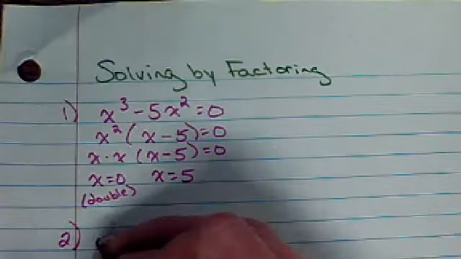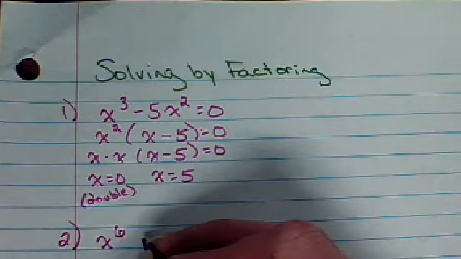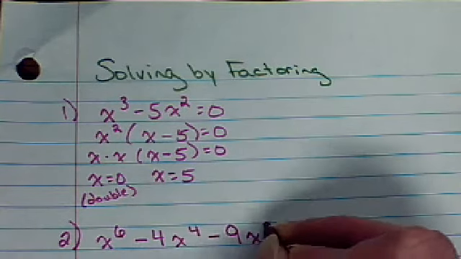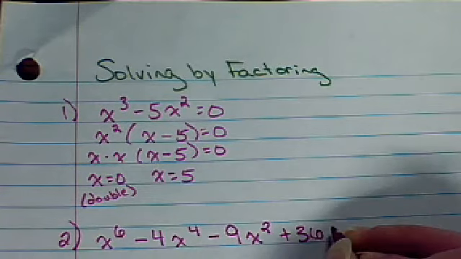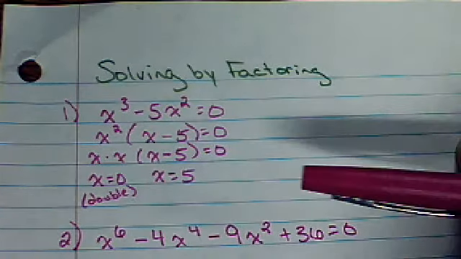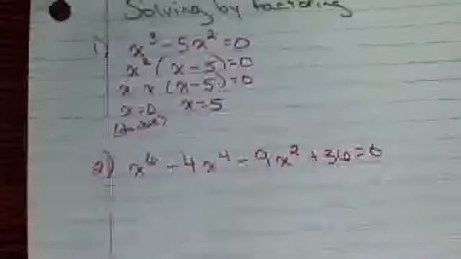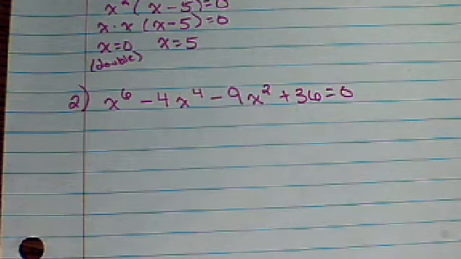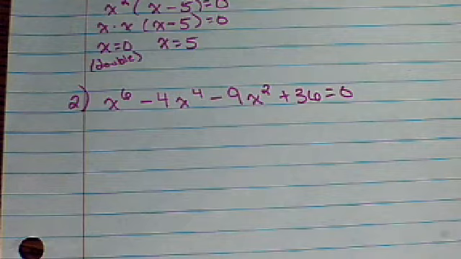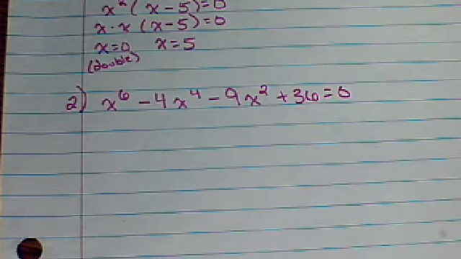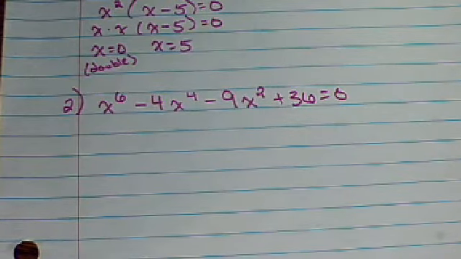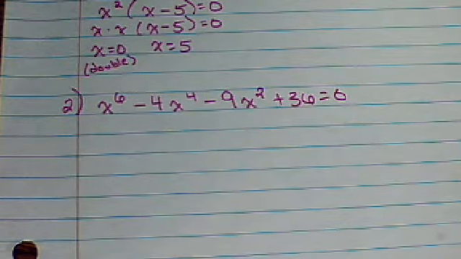What if I had x to the 6th minus 4x to the 4th minus 9x squared plus 36 equals 0? All right, our first step is to look for a greatest common factor. There's nothing in common. Well, there's 4 terms. I wonder if it'll factor by grouping. Now, you're welcome to do the factoring by grouping with the traditional method or using the factor box.